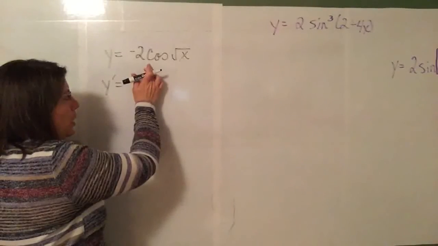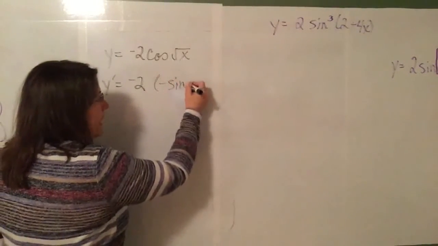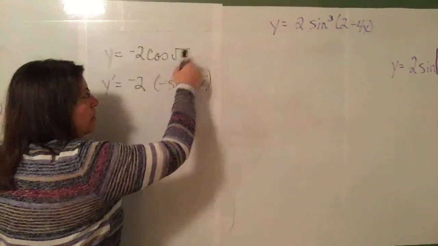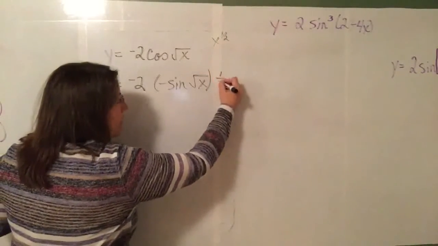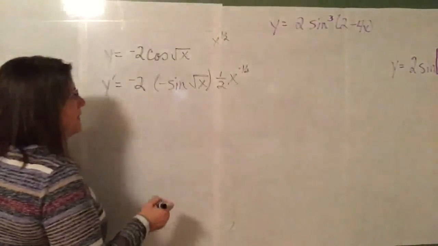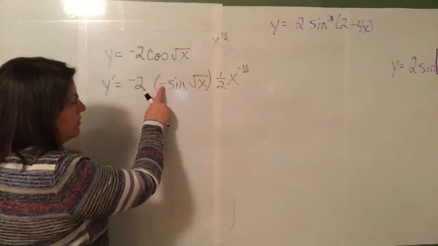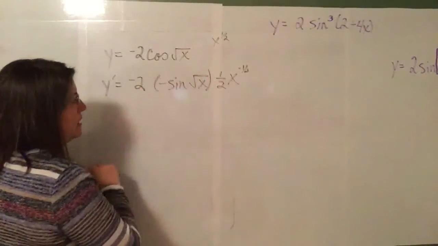The derivative of cosine is negative sine, keep the angle part, square root of x. Then take the derivative of the angle part. Well, that is the same thing as x to the 1/2. So the derivative of that would be 1/2 x to the negative 1/2. And then to simplify, well, negative times a negative is a positive, so it's going to be a positive. 2 times 1/2 is 1, so that's going to be gone.